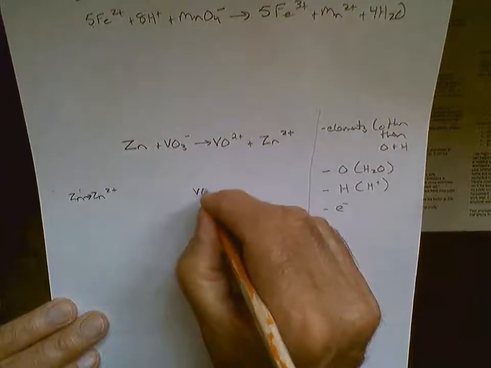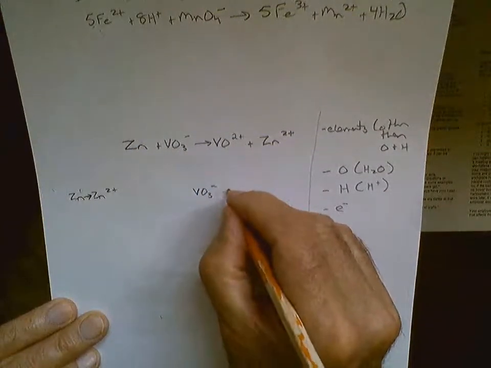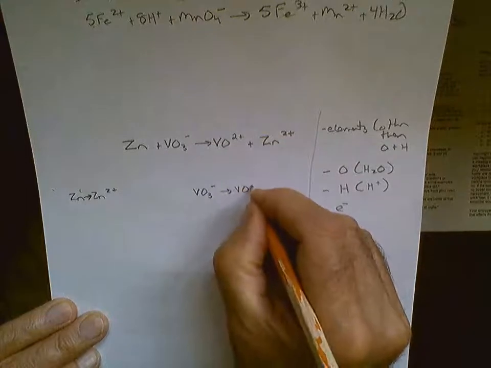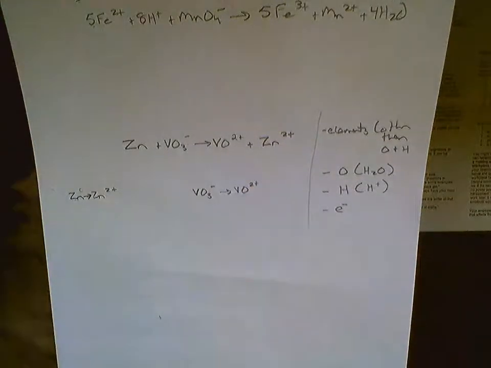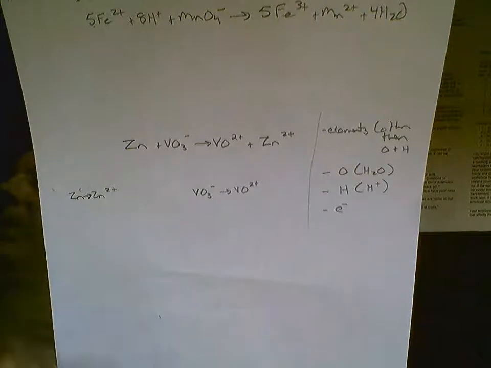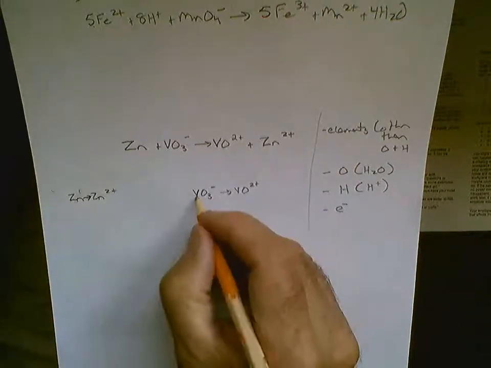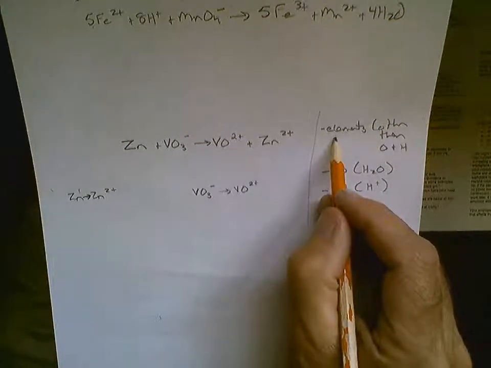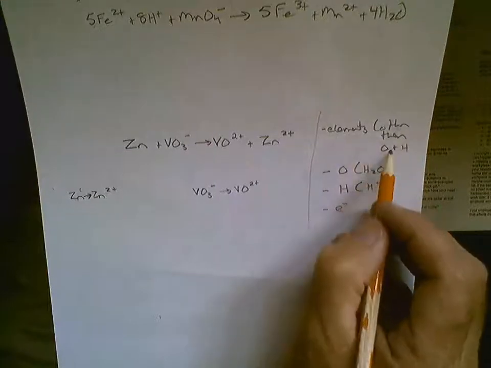So we've got VO3- going to VO2+. Now the next part is going to seem daunting, but it's a number of simple steps. So if you have everything written out, this is going to be easy. So for example, the first step says balance elements other than O and H.